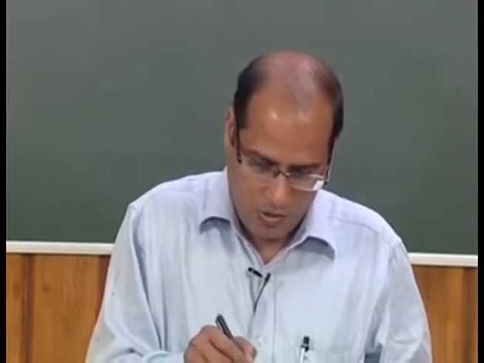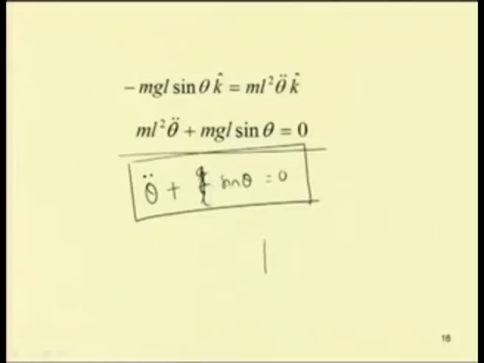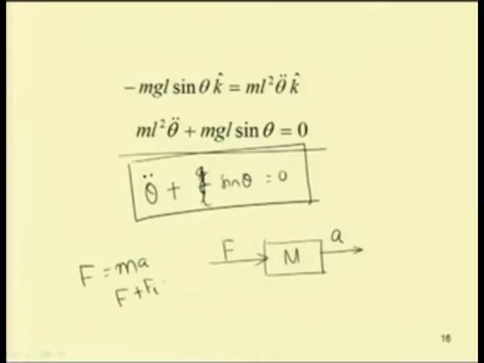Already I told you about the D'Alembert principle. The main advantage of using the D'Alembert principle is this: if we have a mass m subjected to a force F, using Newton's second law we write F equal to m a, but by the D'Alembert principle the same thing can be written as F plus Fi equal to 0, that is, the summation of external force plus the inertial force.